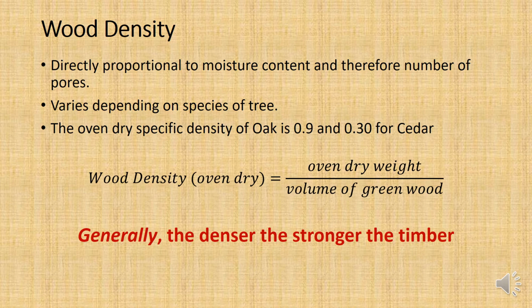Now, the density of the wood, we do this as a specific gravity, okay? So as a ratio of the density of water. Now, it's going to vary depending on the species of tree. It's also going to depend on whether it's heartwood or sapwood. Heartwood generally has a higher density than sapwood. Oak generally has a higher density than cedar. And you can see two examples there. The density of oak is 0.9 and the density of cedar is 0.3.